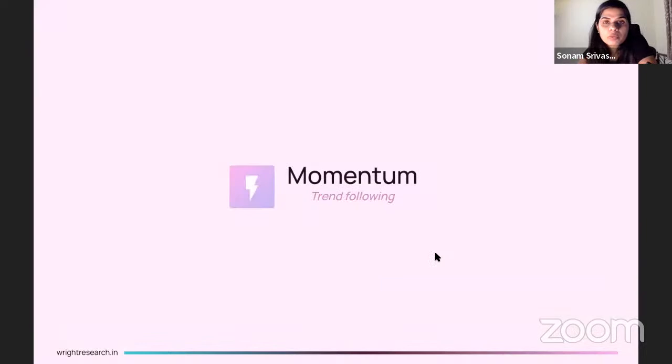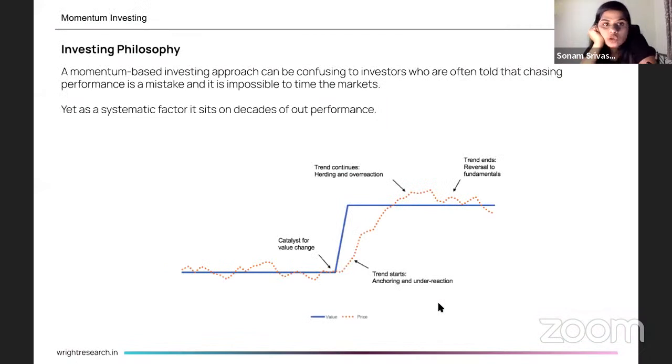Now, the second portfolio that we have, which is actually the most popular portfolio among our audience on Smallcase, is the momentum portfolio. Momentum is a very, very interesting concept.